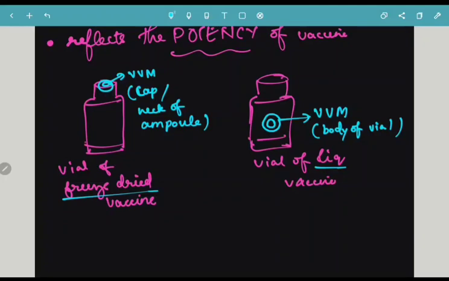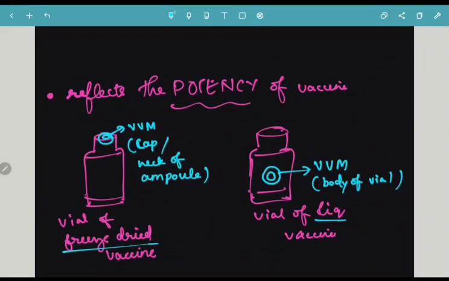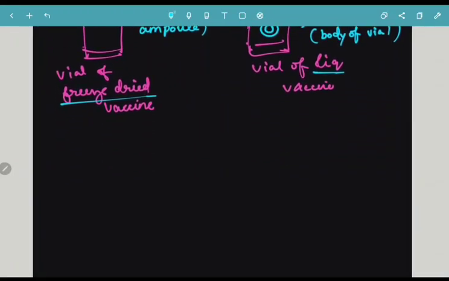Now, if the inner square is lighter than the outer circle, as I already told you, the vaccine can be used. If the inner square starts changing color but is still lighter than the outer circle, the vaccine can be used. If the inner square takes the same color as the outer circle, discard the vaccine. If the inner square is darker than the outer circle, you need to discard the vaccine. So this is all about the vaccine vial monitor.